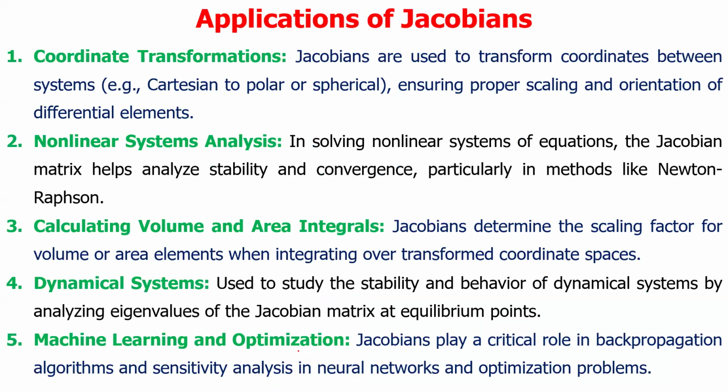Now, what are the applications of Jacobians? The first application is coordinate transformation. Jacobians are used to transform coordinates between systems, for example, Cartesian to polar or spherical, ensuring proper scaling and orientation of differential elements. The second application of the Jacobian is in nonlinear system analysis.